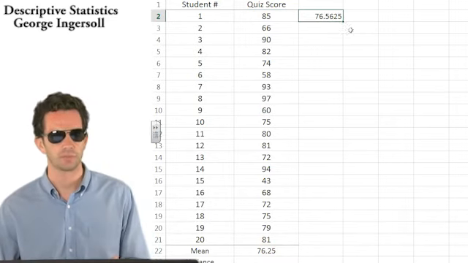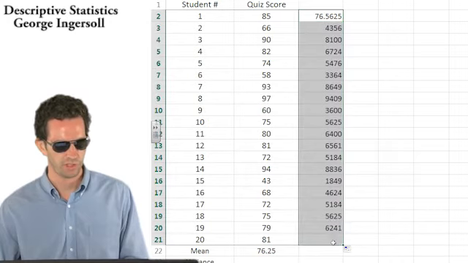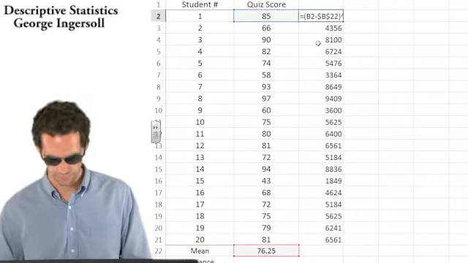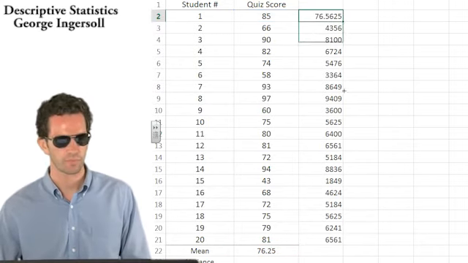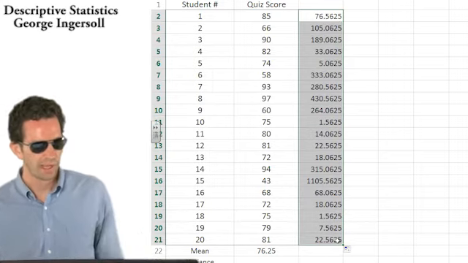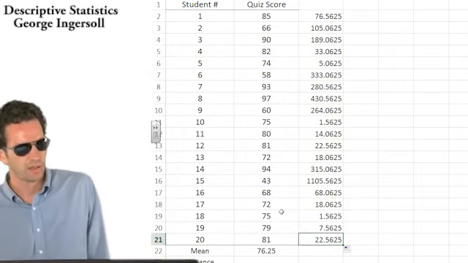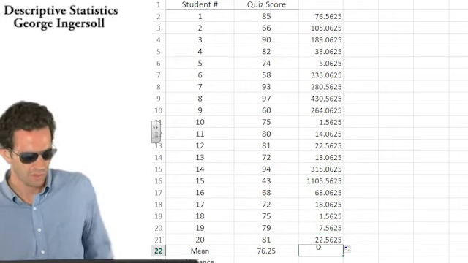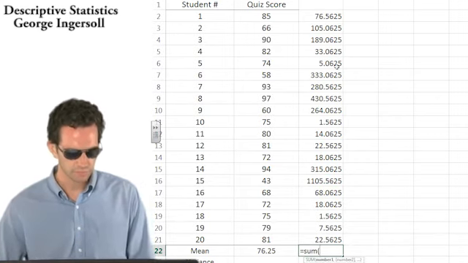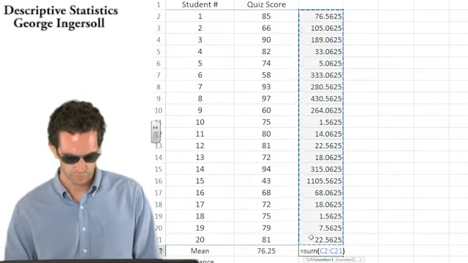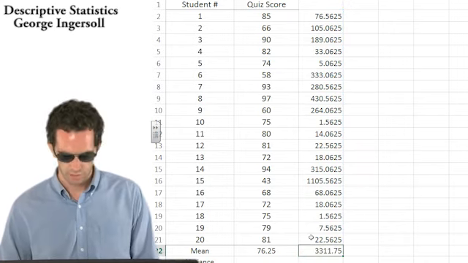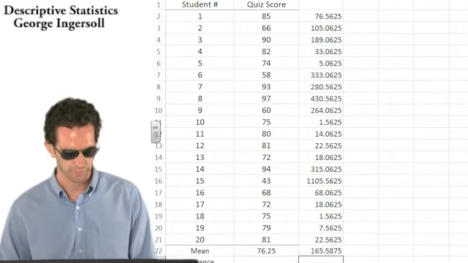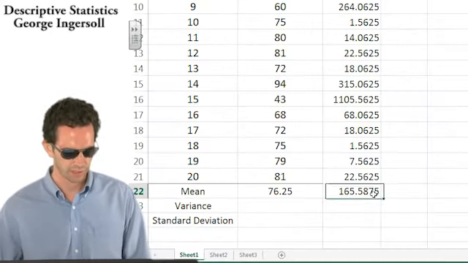And then we have to add them all up. Oops, did something wrong here. Forgot to make this an absolute reference. So now we have all the differences between the individual values and the mean squared. That's what this shows us. If we add them all up, actually I've got to add them all up and then divide by the number, 20 of them, and that is our variance, which I didn't put in the right place.